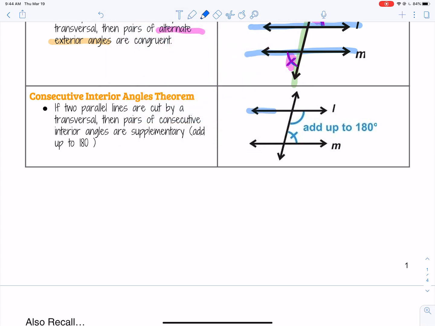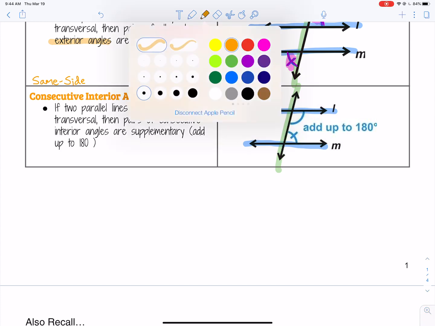If we have two parallel lines cut by our transversal, consecutive. Sometimes you see the word same side. So same side and consecutive, let me spell that better. Same side or consecutive interior angles.